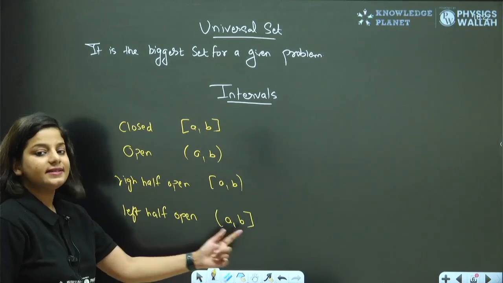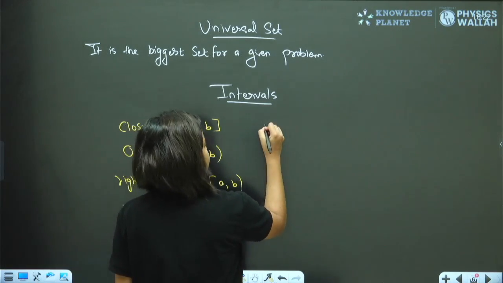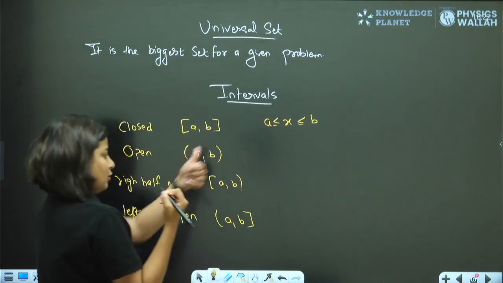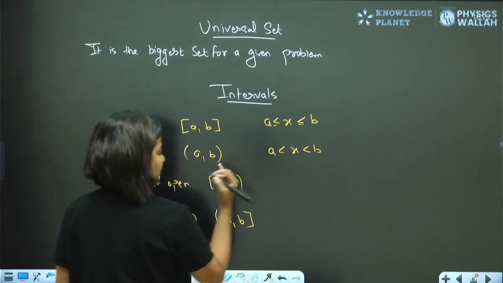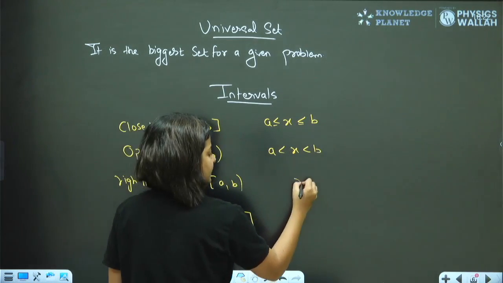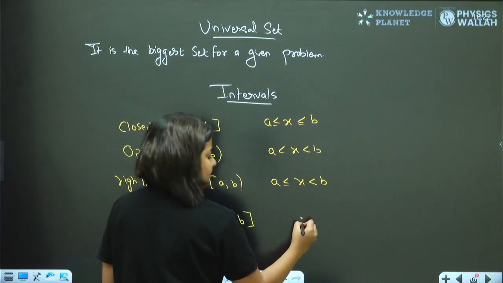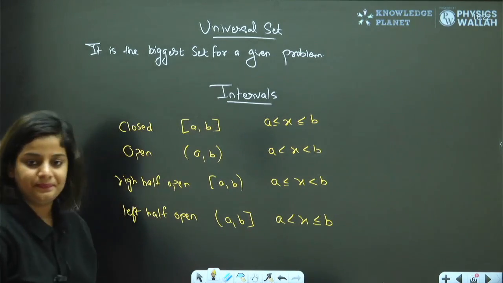Also referred to as semi-open, semi-closed. What does this mean? It simply means that x is greater than or equal to a, less than or equal to b. Closed. Open means x is strictly greater than a, strictly less than b. Closed-open: x is greater than or equal to a, less than b. Open-closed: x is strictly greater than a but less than or equal to b.